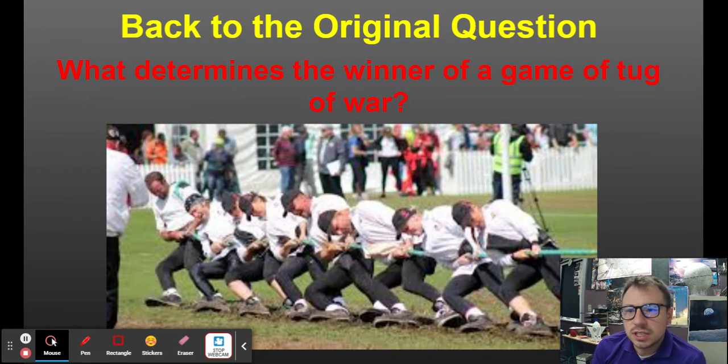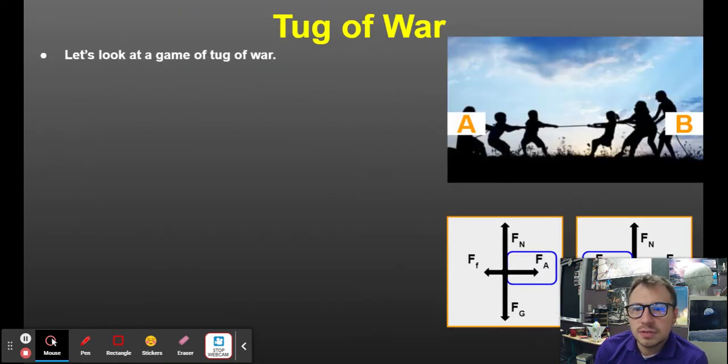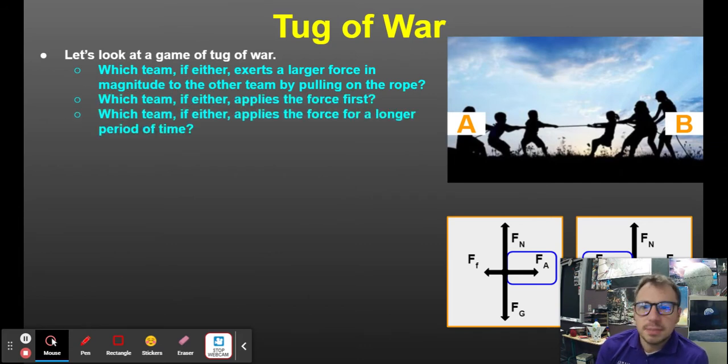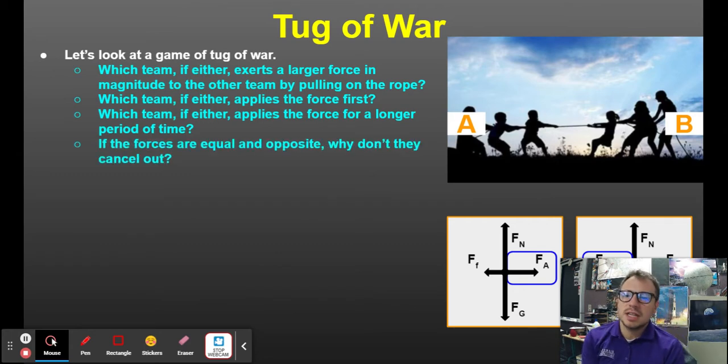So now let's answer this question. What determines the winner of a game of tug of war? If we look at these teams, A and B, which team applies a larger force in magnitude to the other team? It's going to be the same because the force pairs are going to be equal. So which team applied that force first? They happen simultaneously. They applied it for the same amount of time because those force pairs are simultaneous.